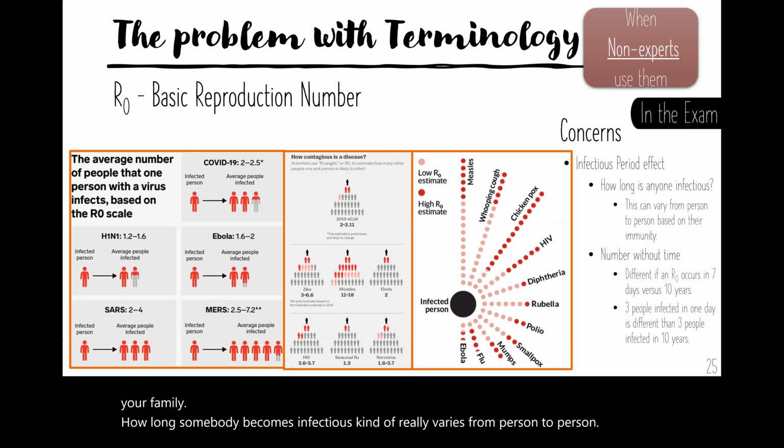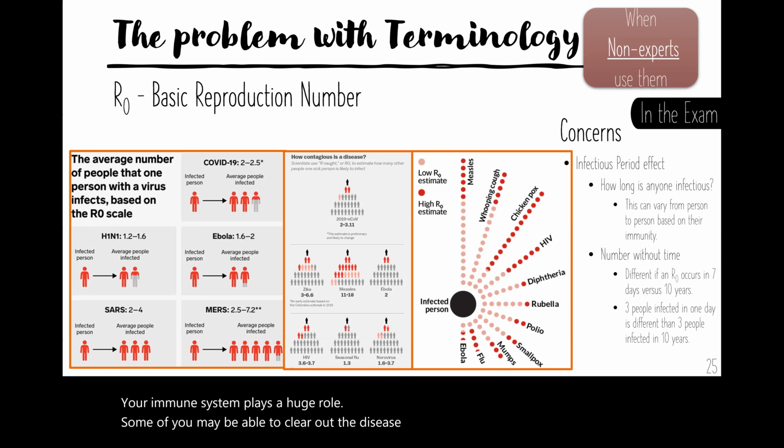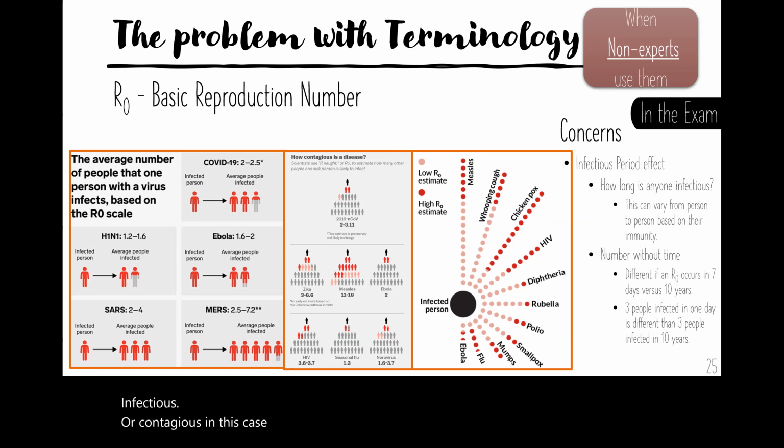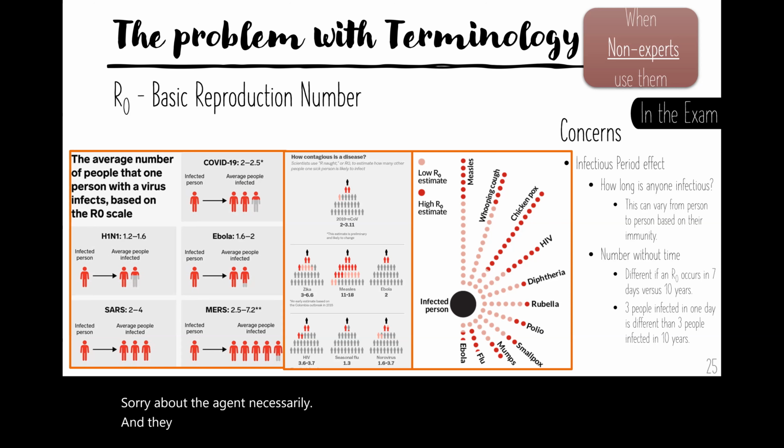Your immune system plays a huge role. Some of you may be able to clear out the disease so fast that within a day you stop being infectious, or contagious in this case, the other term we can use. But there are some whose immune system is not that well developed, or just not as good. In this case, they continue to have a higher viral load, a higher amount of the agent, not the disease necessarily, and they can transmit to other people for longer periods of time. So how long is that infectious period in reality? That we still don't know. Again, we have ideas, but we really don't know what that first number is.